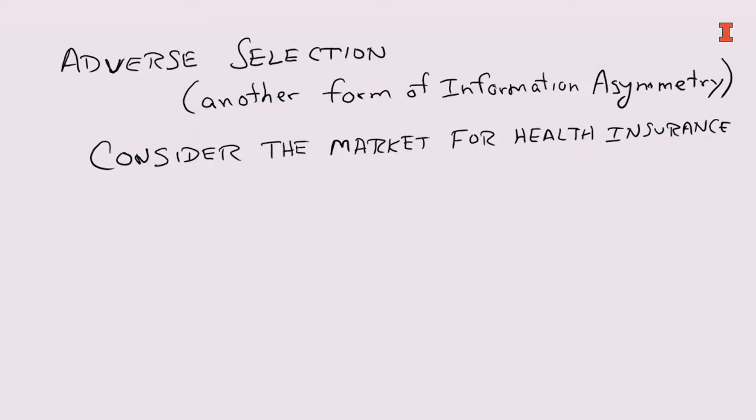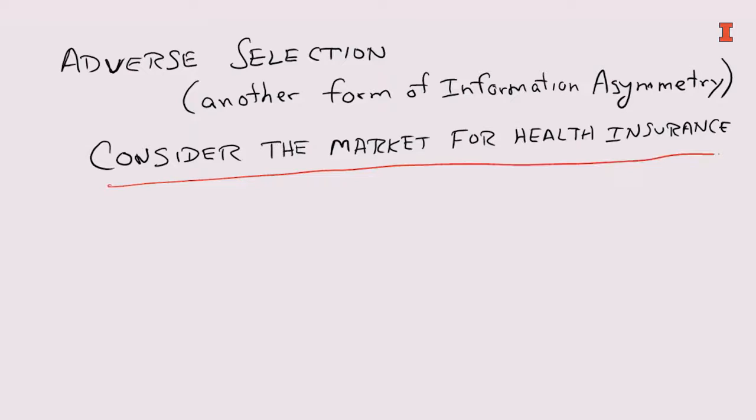And this is another form of information asymmetry. The information asymmetry means that you are getting adverse selection, which means that the people who are selecting your product are not the people that are going to make things work for you. And so the easiest way to think about this is for us to consider the market for health insurance.